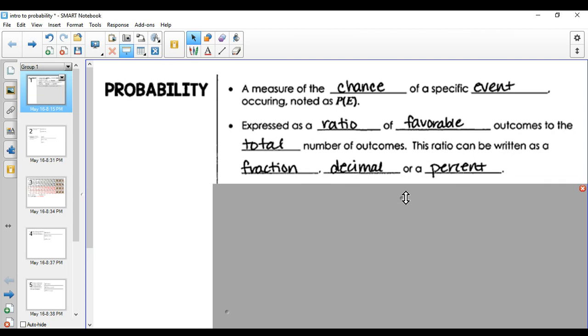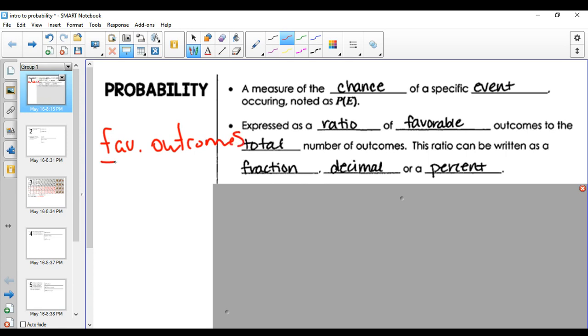Okay, probability is expressed as the ratio of favorable outcomes to the total number of outcomes. This ratio can be written as a fraction, decimal, or percent. We are mainly going to focus on writing our answers as fractions. So over here to the side, let's write it in fraction form. It's the ratio of favorable outcomes that goes in the numerator spot. I'm just going to abbreviate favorable because I'm short on space here. So favorable outcomes over total outcomes. Okay, and that will make more sense in just a minute once we start our examples, but I think it's helpful to see it in fraction form.